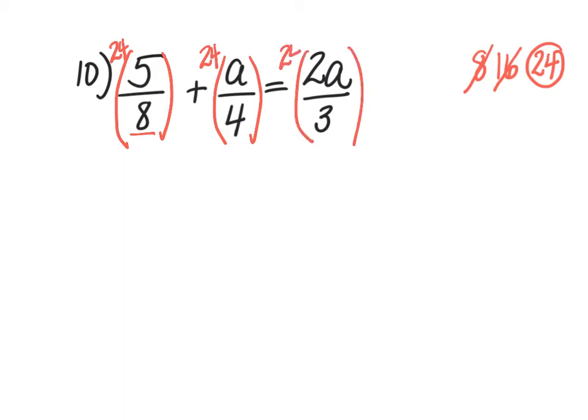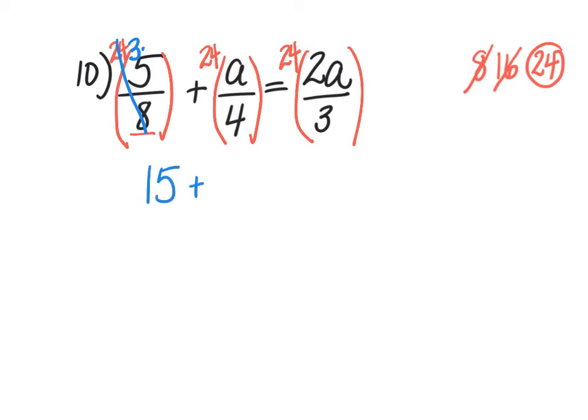Everybody gets the 24. Now the next step is tricky. It's divide and multiply, and I highly encourage you to show this step. 24 divided by 8 is 3. And now I'm going to multiply. 3 times 5 is 15.